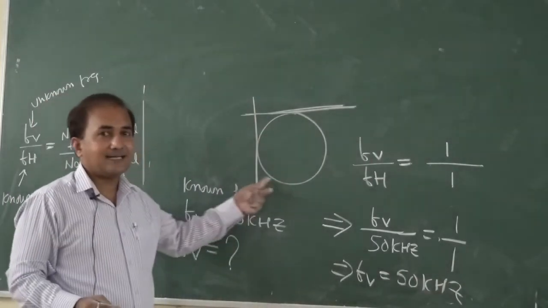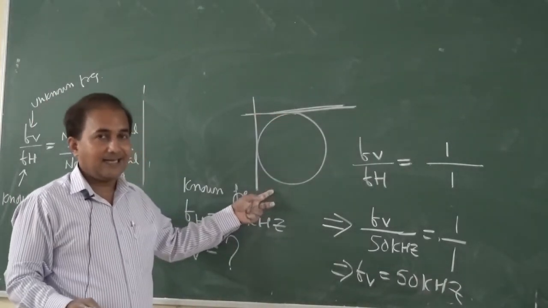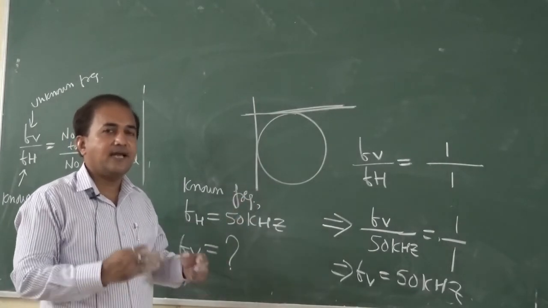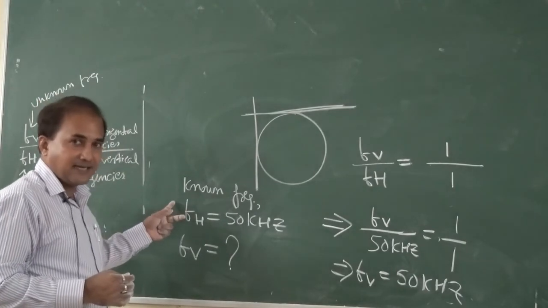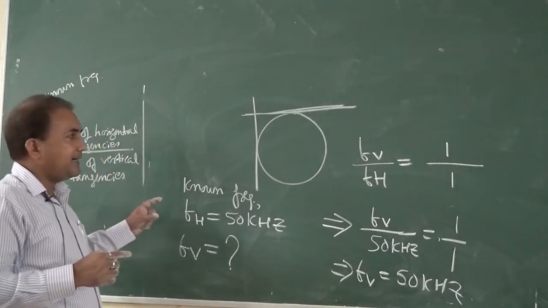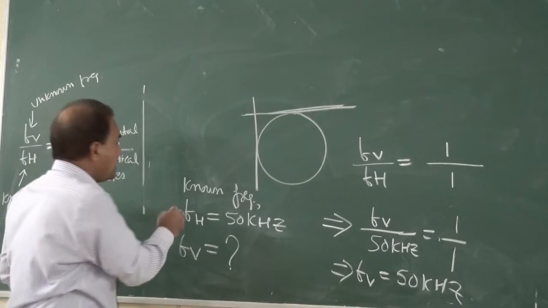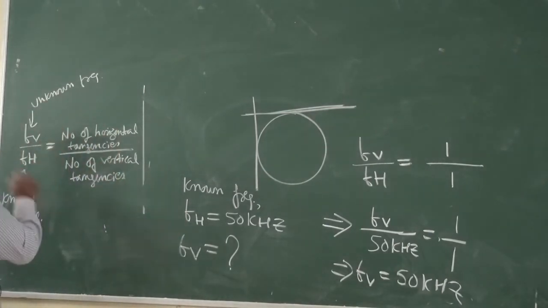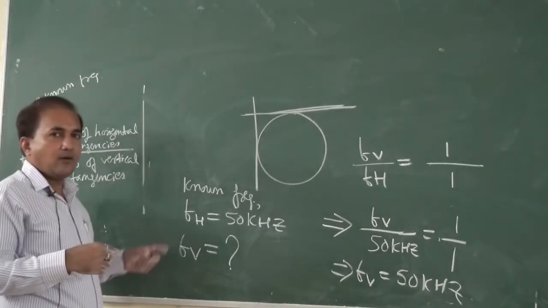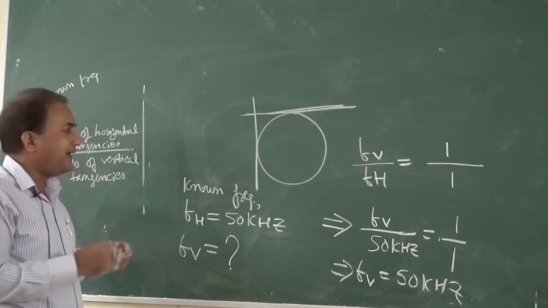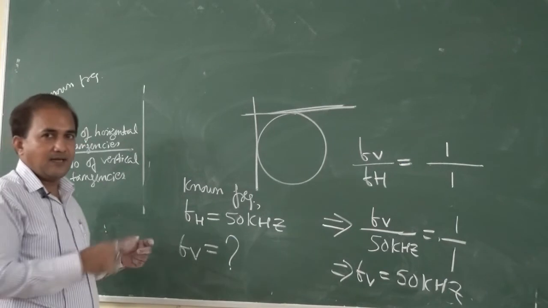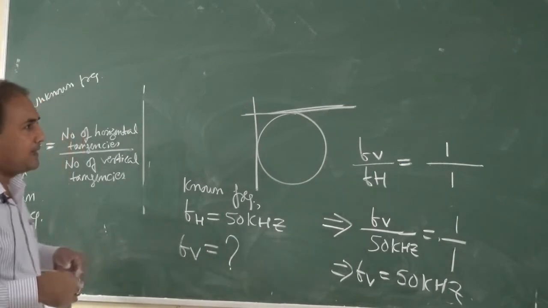So if the Lissajous pattern is a circle, then the unknown frequency is always equal to the frequency of the signal applied to the X input, which means it is equal to FH. FH is the known frequency. So in this way, by using the Lissajous pattern or Lissajous figure, we can determine the unknown frequency by the use of a CRO.